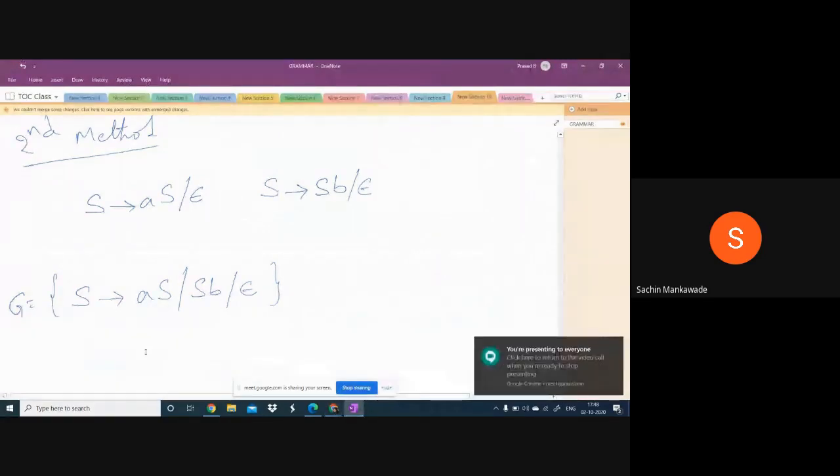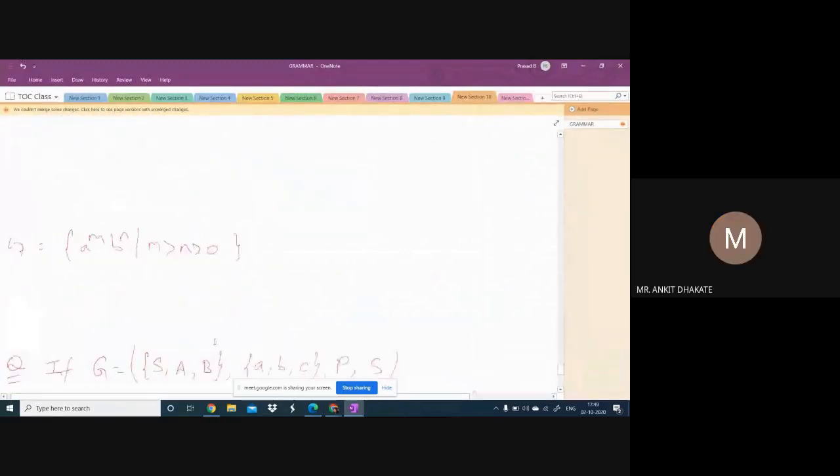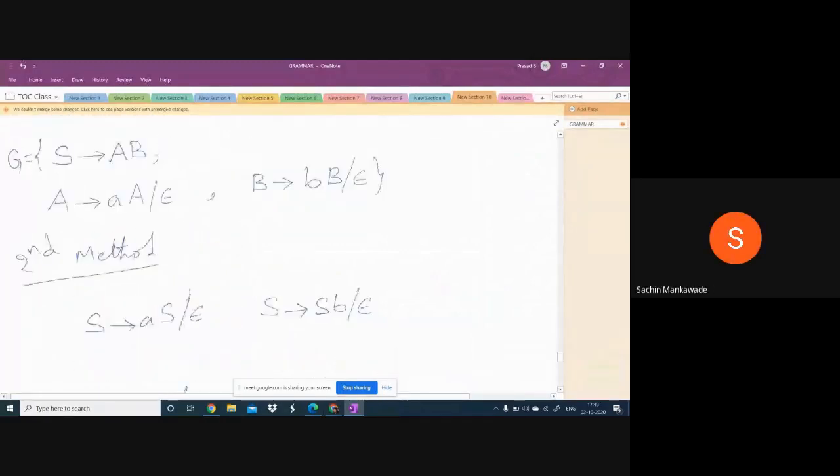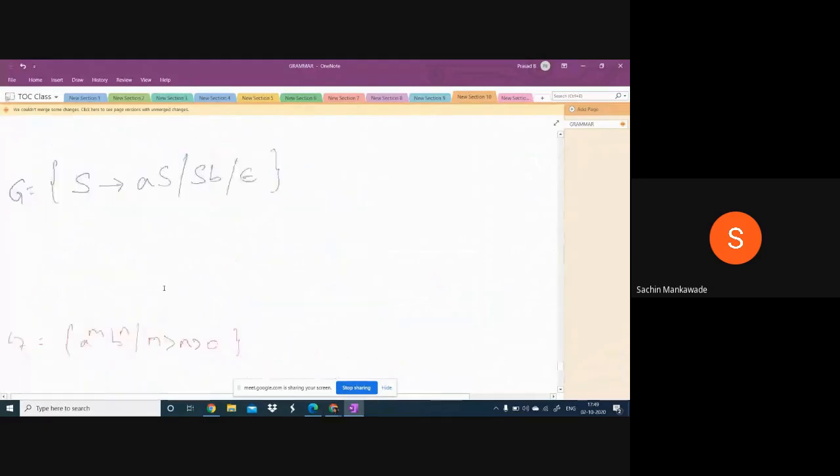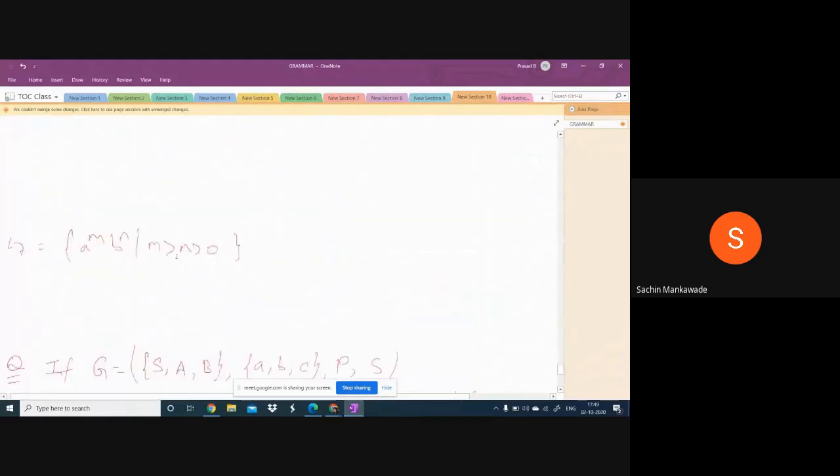Okay. Now, here, this is A's followed by B's. And here, next question. This is also A's followed by B's, but the number of A's must be greater than the number of B's. Suppose, if A's are 10, B's must be minimum 1 and maximum 9. So B's can be 1, 2, 3, and so on.